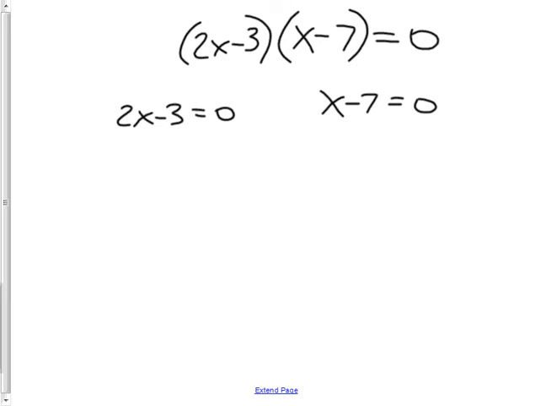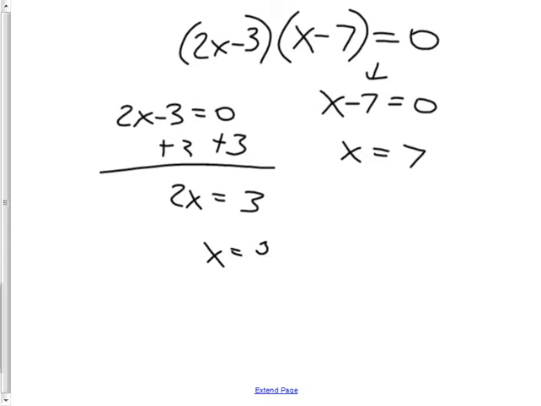What do I do in this one on the right? Add 7, x equals 7. What do I do in this one on the left? Add 3 first, and then, good, x equals 3 over 2. I want you to prove that those answers are actually right by using the quadratic formula. Well, then what would the original A, B, and C have been? Oh, I guess you'll have to multiply this out to figure out what A and B and C are, and then you'll stick them in the quadratic formula.